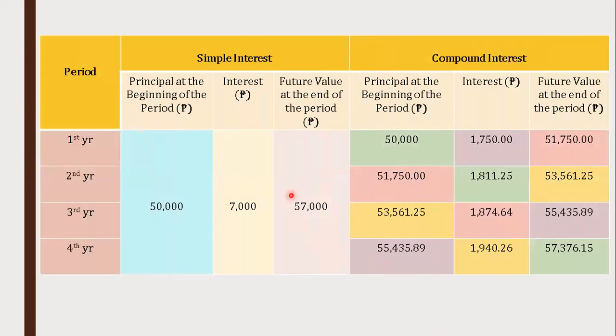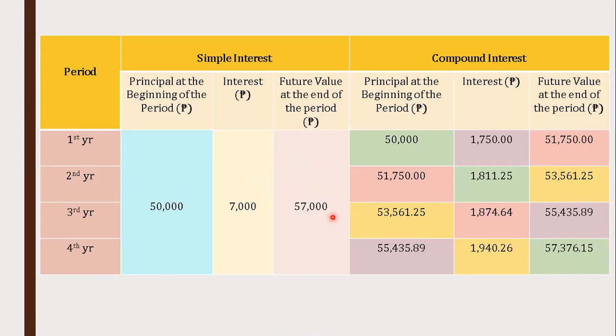This is now the table, complete the table as we solve for them. Future value for the simple interest for 4 years, that's 57,000. And future value compounded annually, or compound interest, you have it there, 57,376.15.